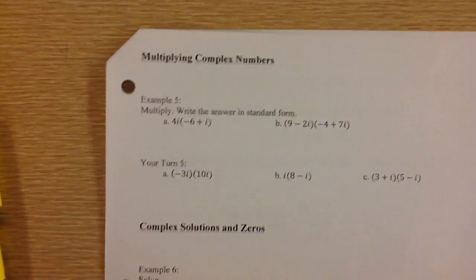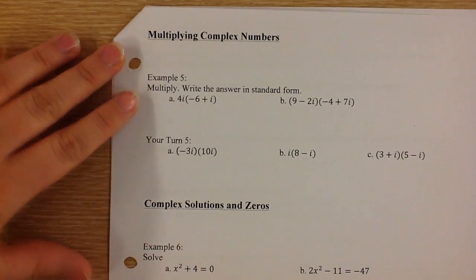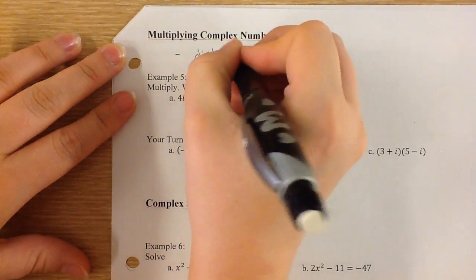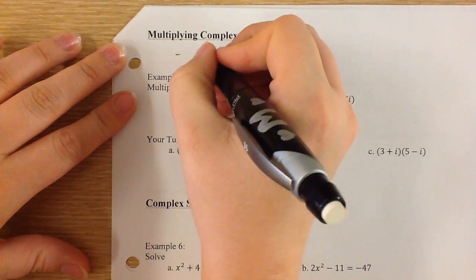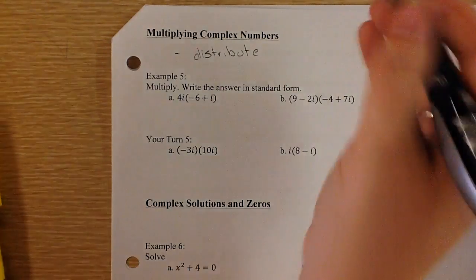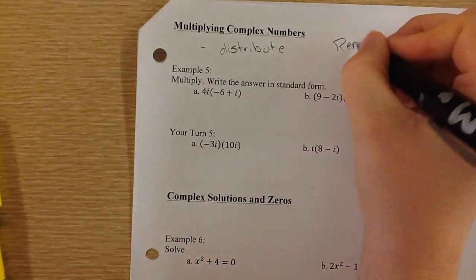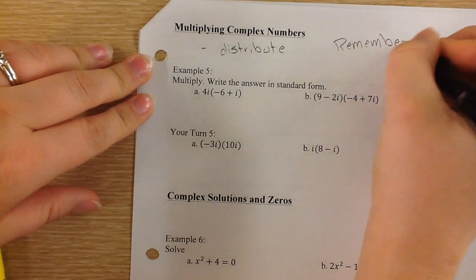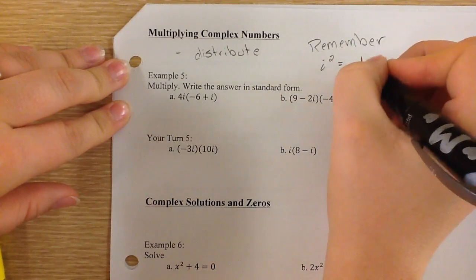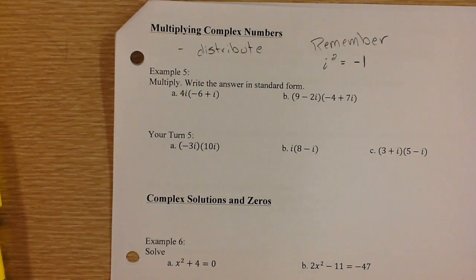All right, next page, multiplying complex numbers. Again, you multiply them just like they're an x. You distribute when you're multiplying complex numbers, just like if it was an x. The only thing to keep in mind is remember that i to the second is equal to negative 1. So whenever you have an i to the second, we need to replace it with a negative 1.